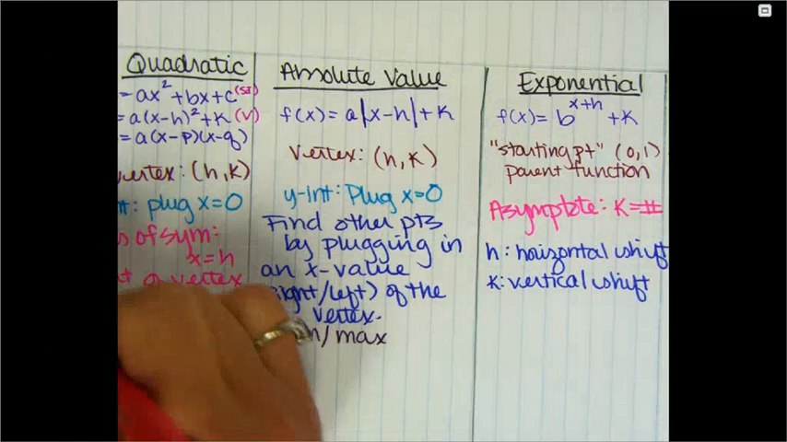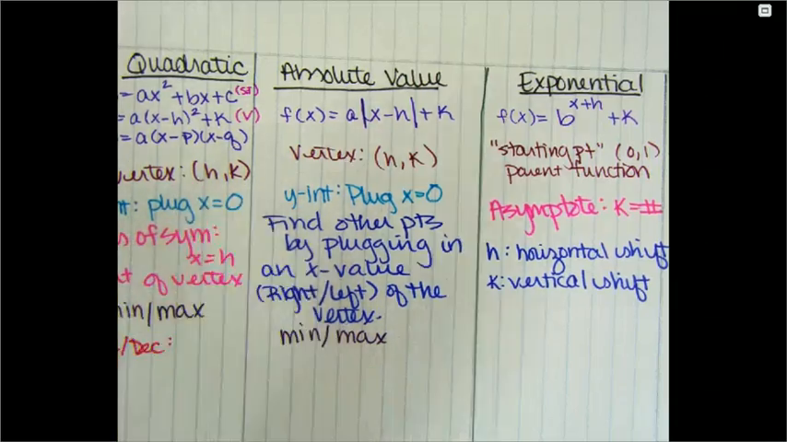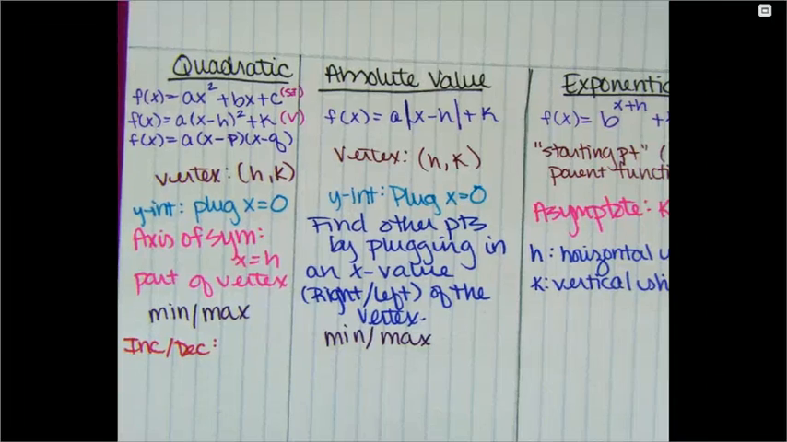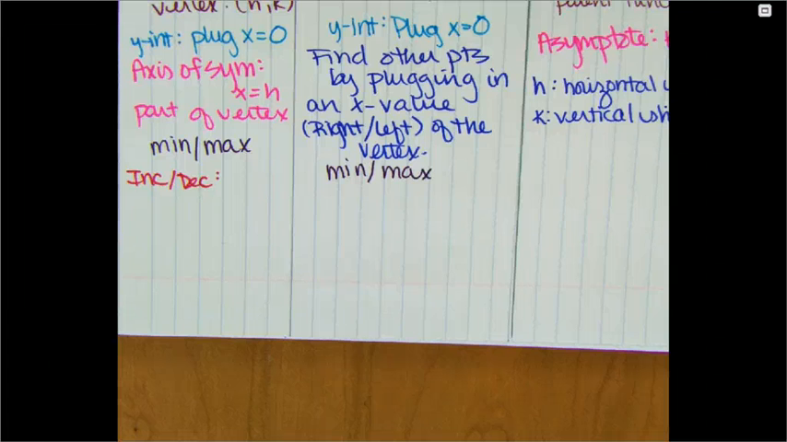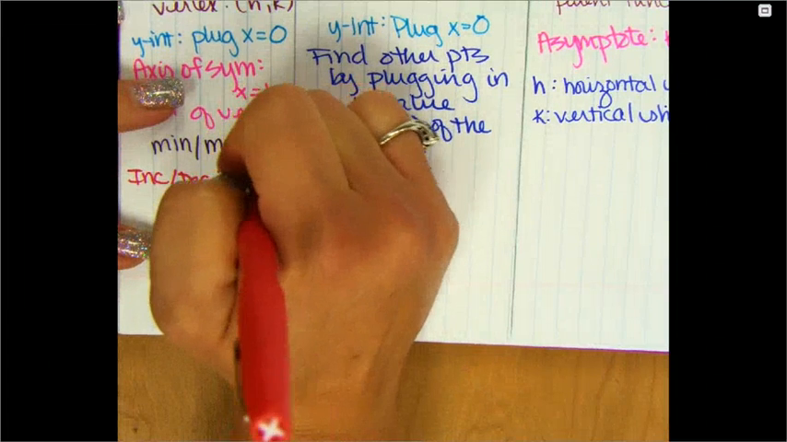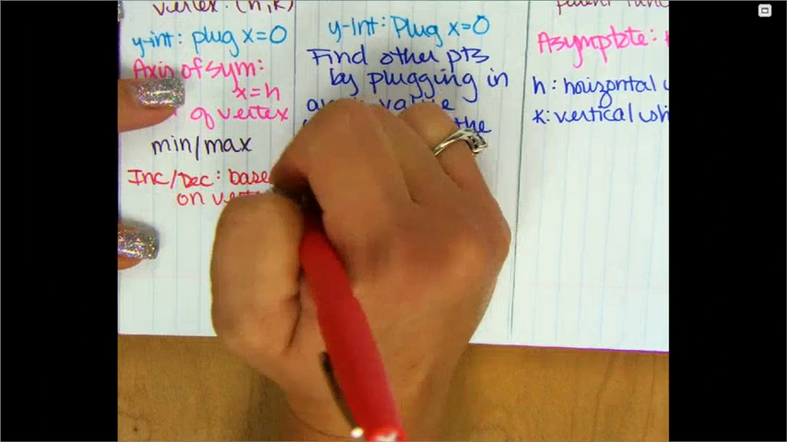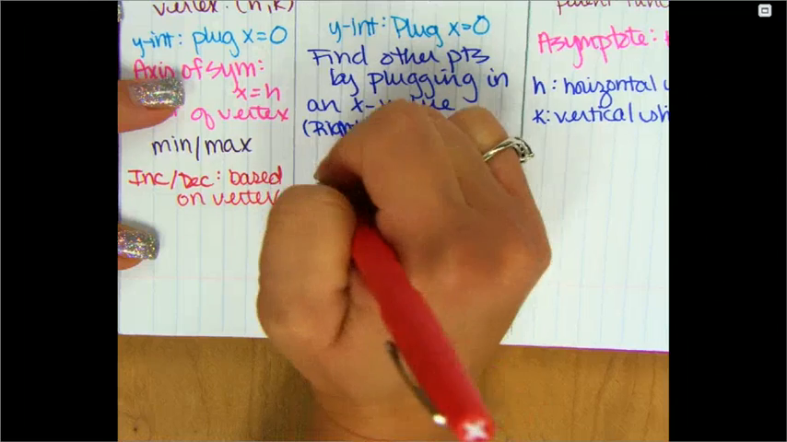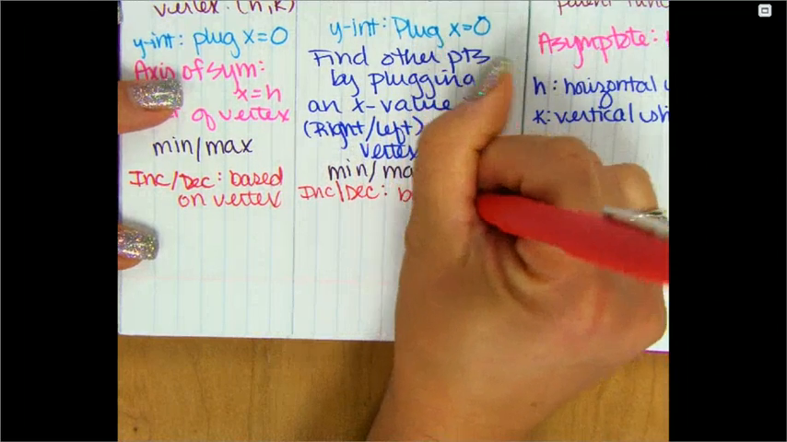Do they have increase and decrease? How do I find increase and decrease on a quadratic? What is it based on? It's based on the vertex, because that's your turning point, right? What about for an absolute value? Oh, it's still based on the vertex.